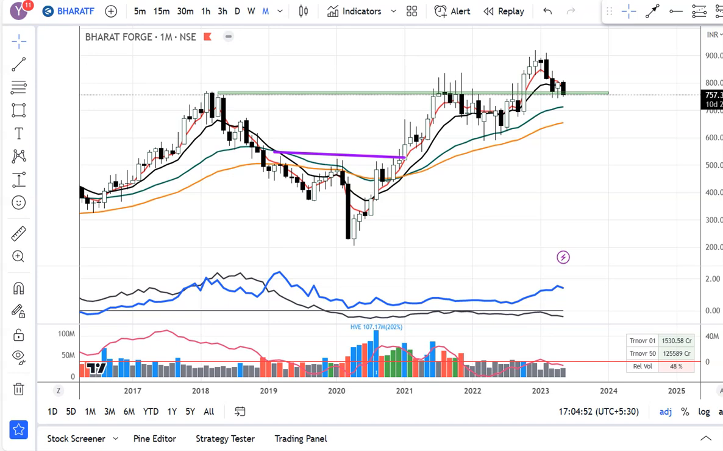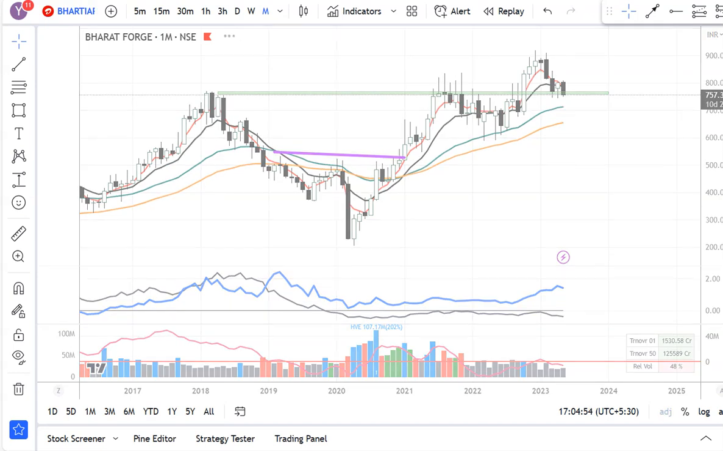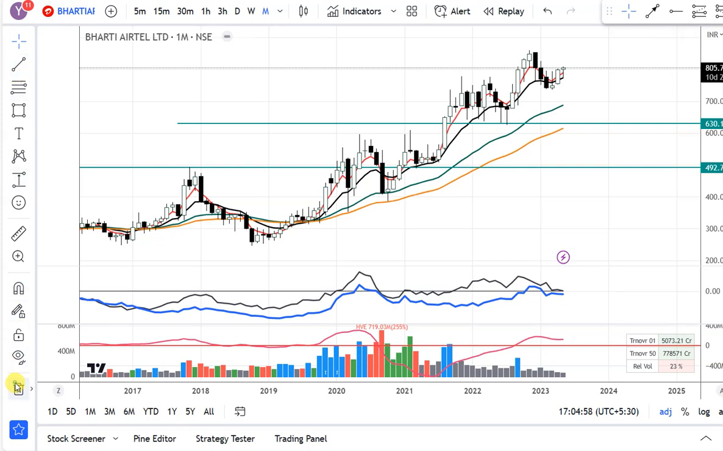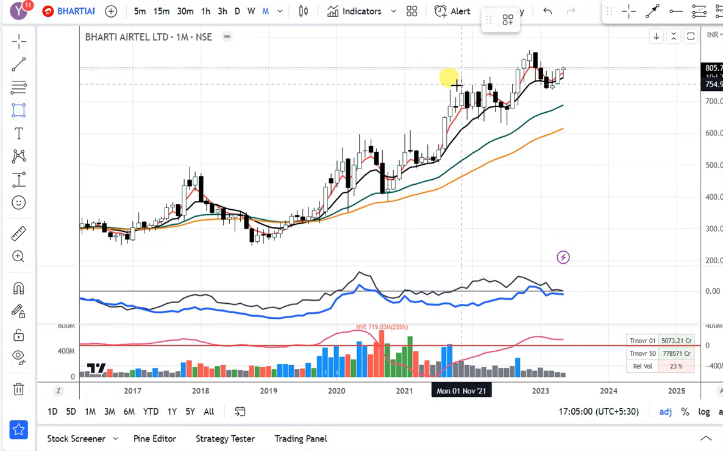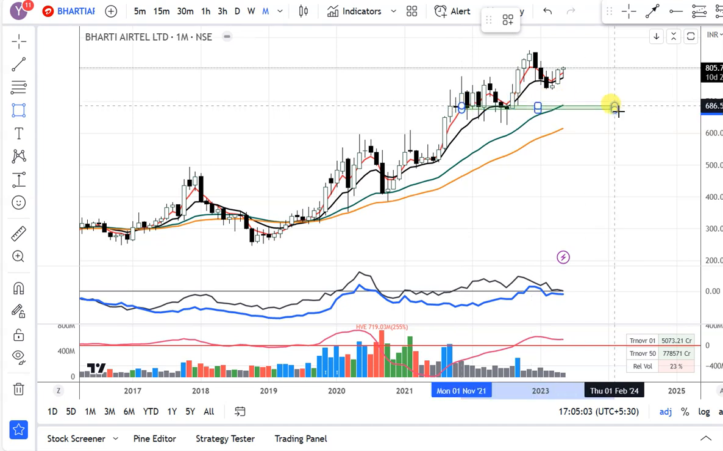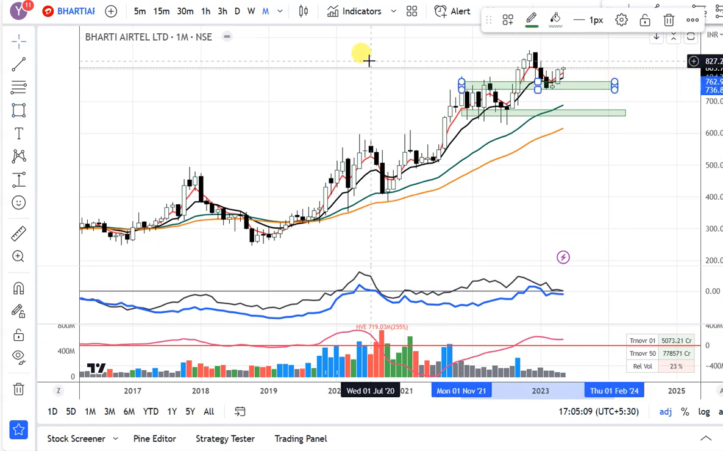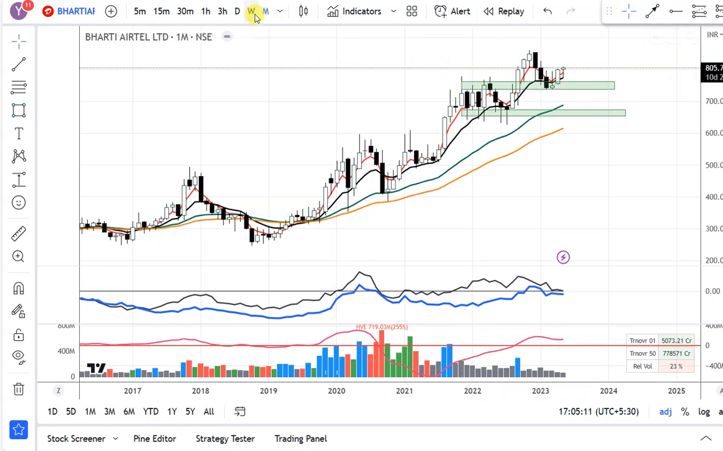Bharti Airtel, the wonderful numbers that have come in the company. What we can see, the company had made a base over here, and there is one more base that they created. Okay, so go on the weekly time frame, and yes, there's a volume spike.